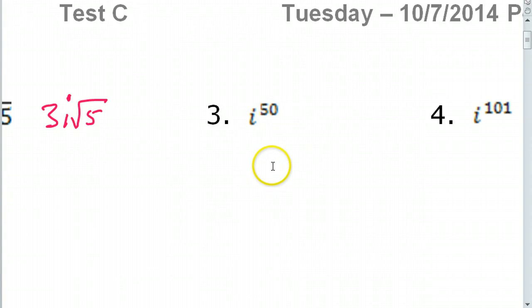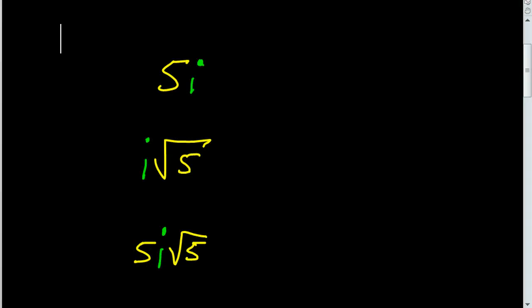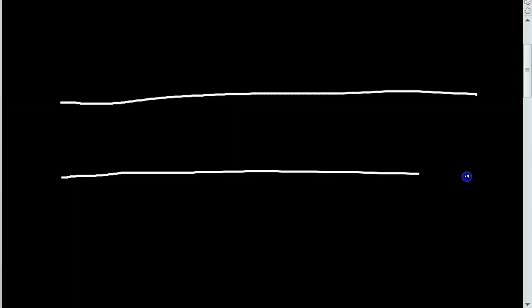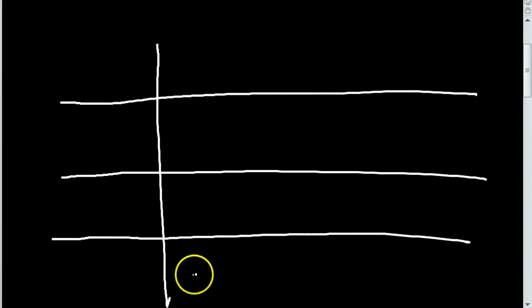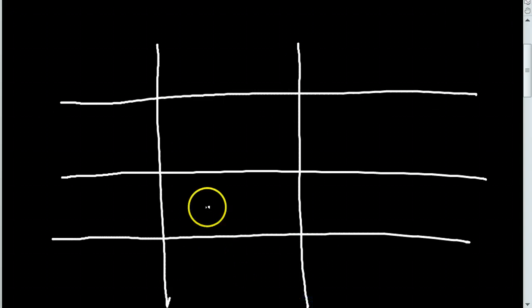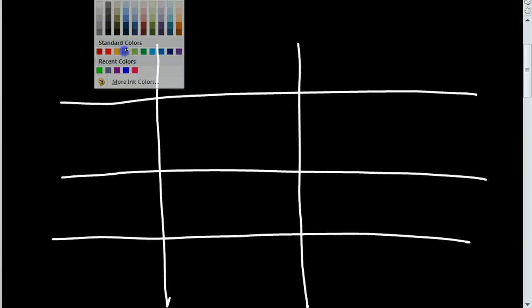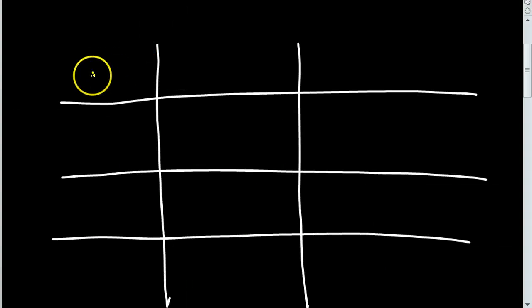Okay? Hold on. Here's how you make the chart. Let's see. Let me make some lines here. Okay, so here comes the chart, my good people. The chart comes from doing this. We will have i to the 1 power, i to the 2nd power, i to the 3rd power, and i to the 4th power. This helps me build my chart.